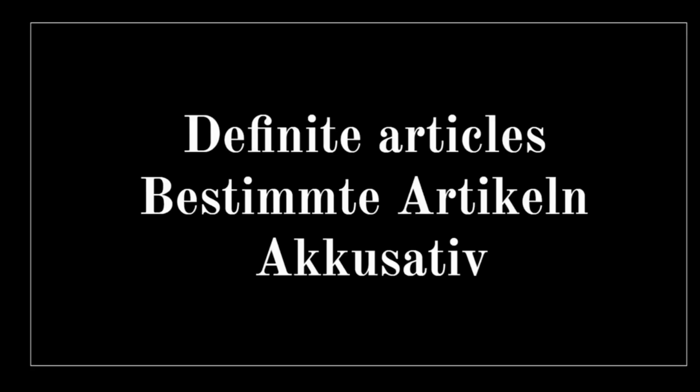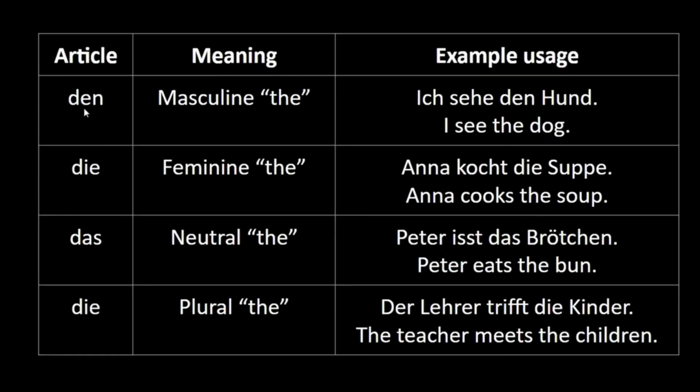Now let us learn how to decide the case for accusative. Before that, we need to know the articles in accusative case. First off, the definite articles, that is bestimmte Artikel. Den means masculine the. For example, ich sehe den Hund. I see the dog. Die is the feminine the. For example, Anna kocht die Suppe. Anna cooks the soup.